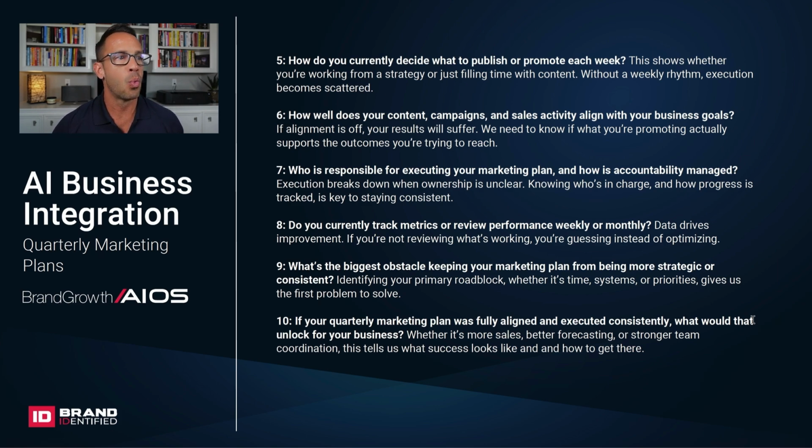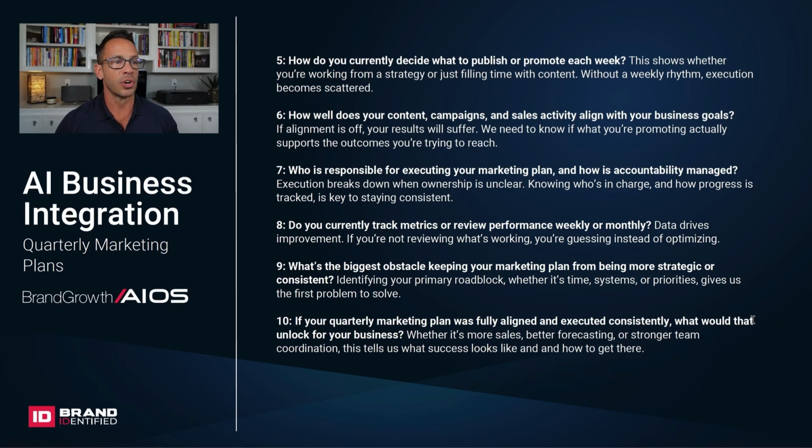Question number 6, how well does your content, your campaigns, and your sales activity align with your business goals? If alignment is off, your results will suffer. We need to know if what you're promoting actually supports the outcomes that you're trying to achieve. Question number 7 here, who is responsible for executing your marketing plan and how is accountability managed? Execution breaks down when ownership is unclear. Knowing who's in charge and how the progress is tracked is key to staying consistent.